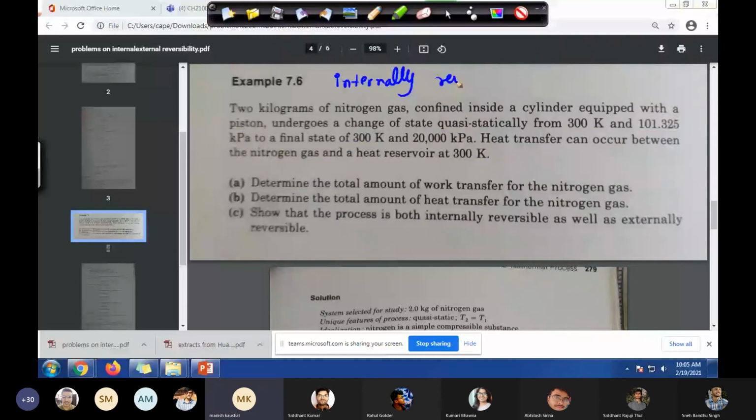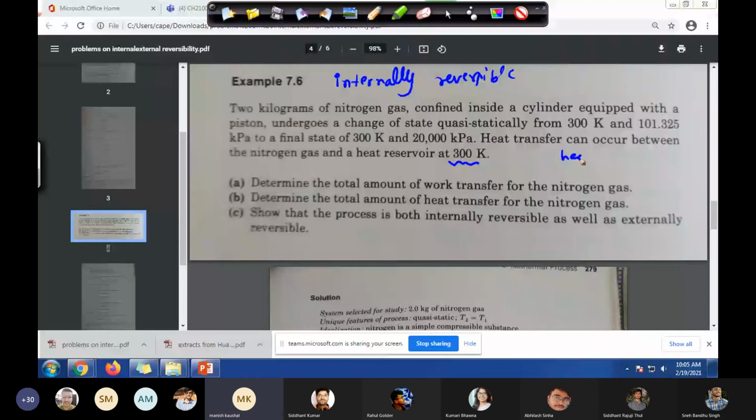What about the external part, reversible or irreversible? How are we passing the heat? You are saying there is a heat reservoir at 300 Kelvin and your system is always also at 300 Kelvin. So of course, externally reversible. Yeah, heat transfer is also reversible.